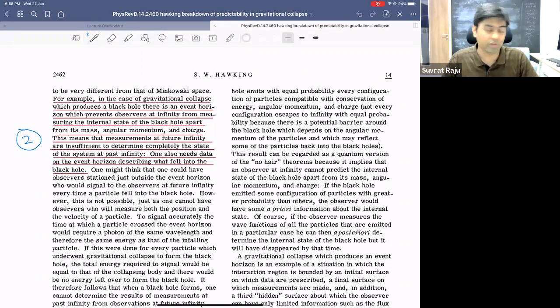There is still a second law of thermodynamics, which is now a generalized second law, which is you have to take the area of the horizon divided by 4, add to it the entropy of the Hawking radiation, and that quantity always still increases. But the area of the black hole itself could decrease because that's compensated by the entropy of the Hawking radiation.